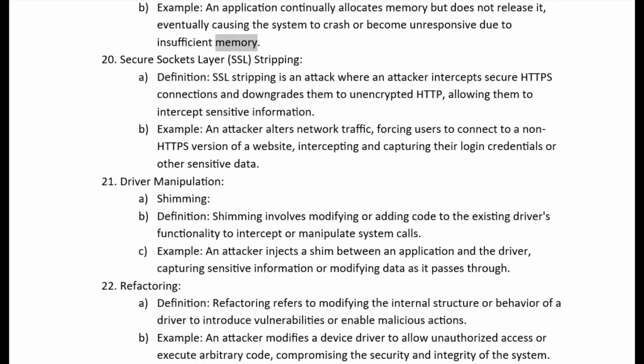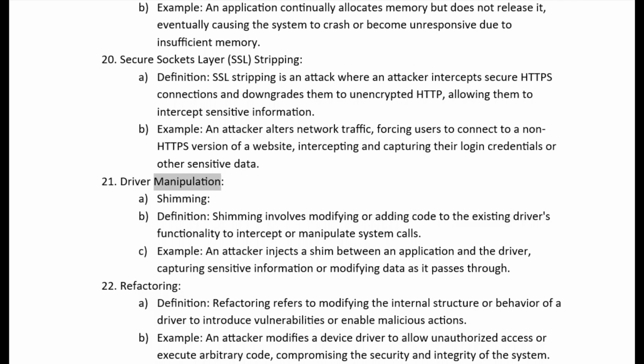Secure Sockets Layer, SSL, stripping. Definition: SSL stripping is an attack where an attacker intercepts secure HTTPS connections and downgrades them to unencrypted HTTP, allowing them to intercept sensitive information. Example: an attacker alters network traffic, forcing users to connect to a non-HTTPS version of a website, intercepting and capturing their login credentials or other sensitive data.